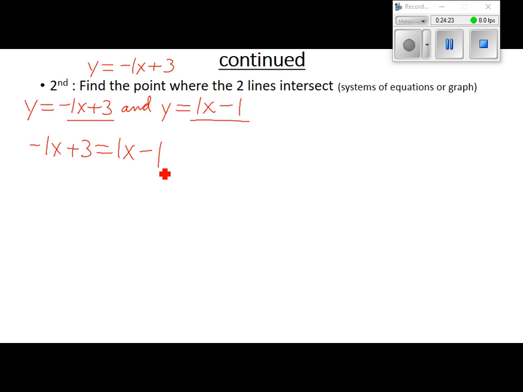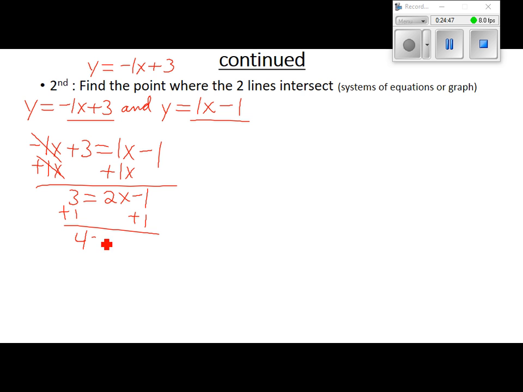How do I start to solve that? Add 1x on both sides. What's that give us? These cancel out, right? 3 equals 2x minus 1. Now what? Add 1 to both sides. Tell me what that leaves me with. Now what? What's x equal?